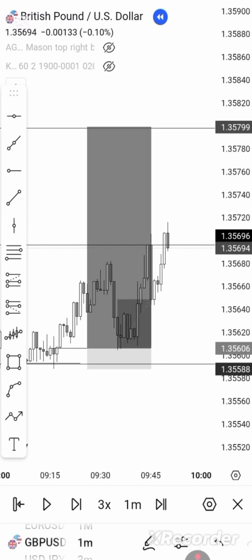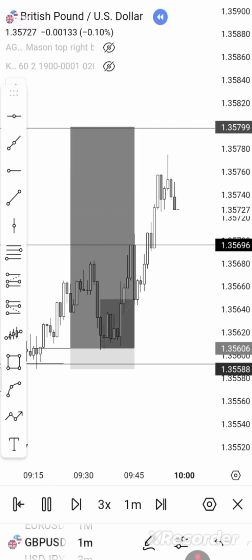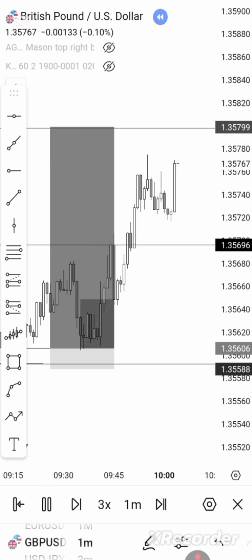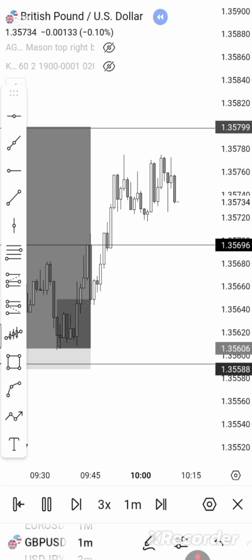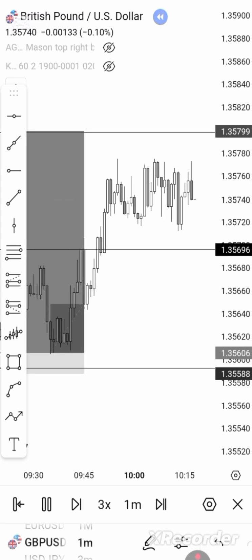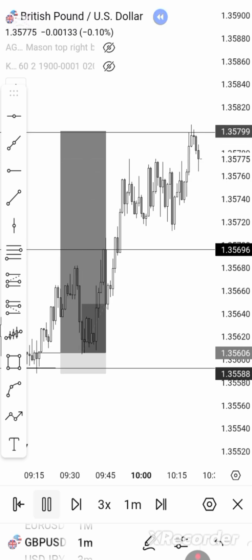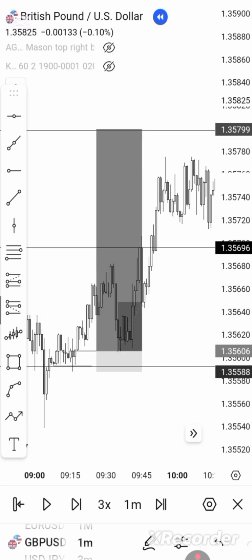You extend your TP. If price will actually reach here, we don't know. But if it reaches, it's all good. It's all fine and good. Okay, now that's the final TP. That's the final. So that's it.